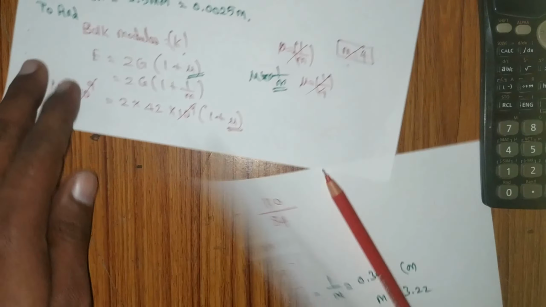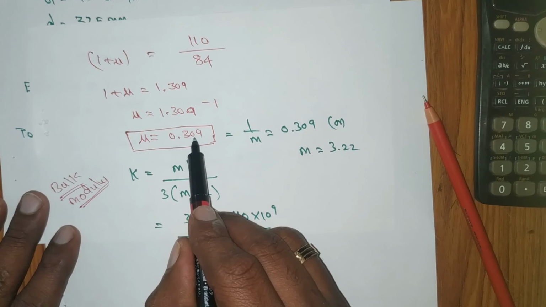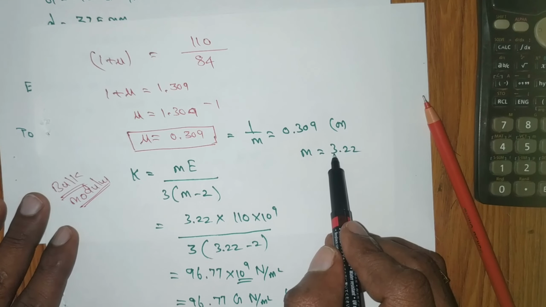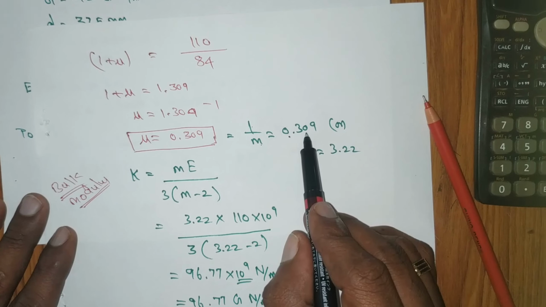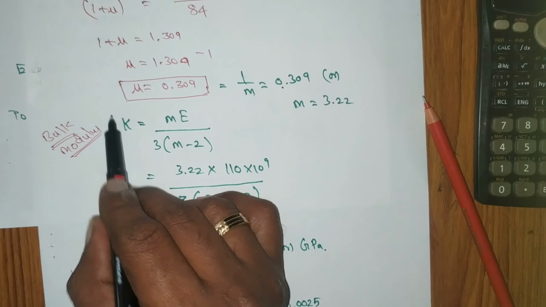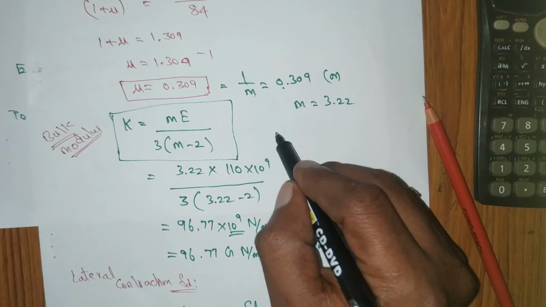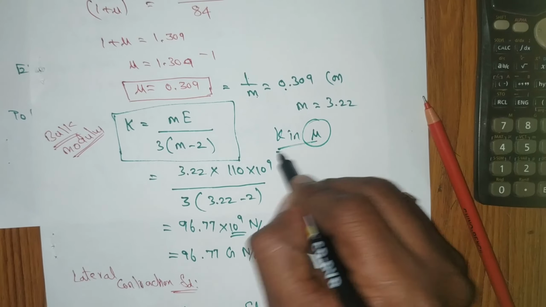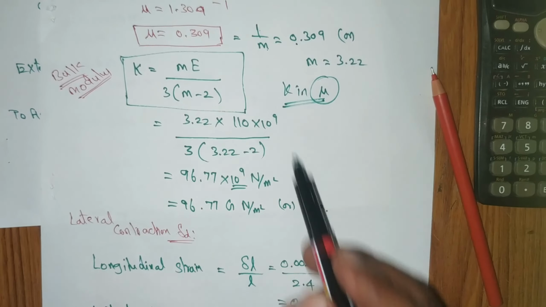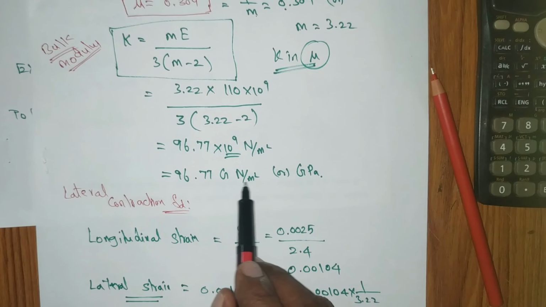From that we find that the Poisson ratio is 0.309, or 1 by m equal to 0.309. So we have the m value 3.22. Okay, this is the formula in terms of m. You can also find K in terms of mu, by replacing m. That is your homework. And we have found the bulk modulus, 96.77 gigapascal.